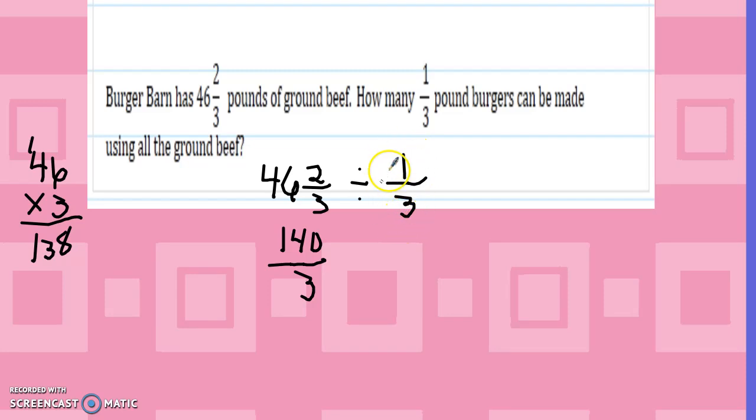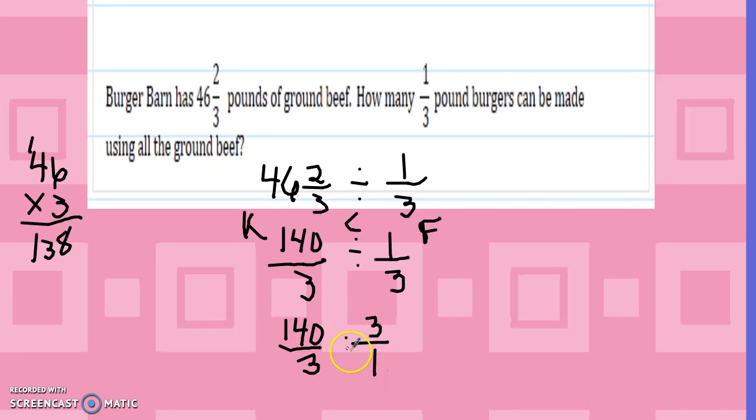Okay, I don't have to make 1/3 mad, so I'm just going to write divide by 1/3. Okay, now write KFC. Keep it, flip it, and change it. I can simplify the diagonal 3. 3 divided by 3 is 1. 3 divided by 3 is 1. Top times top, bottom times bottom. I get 140 over 1. Well, 140 over 1 is still just 140.